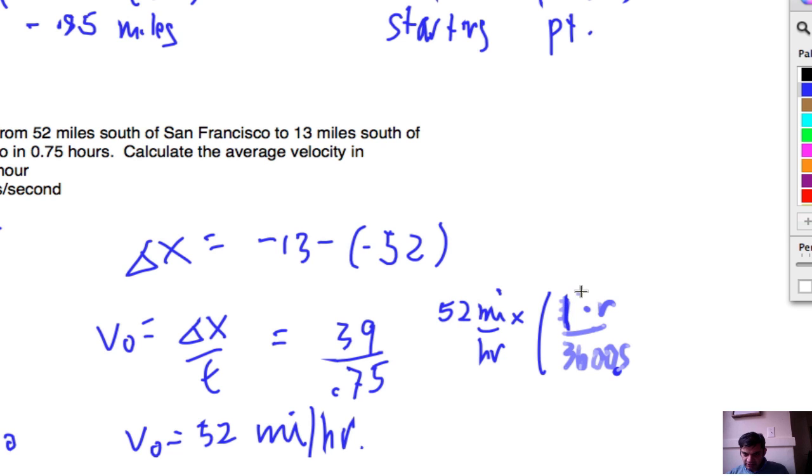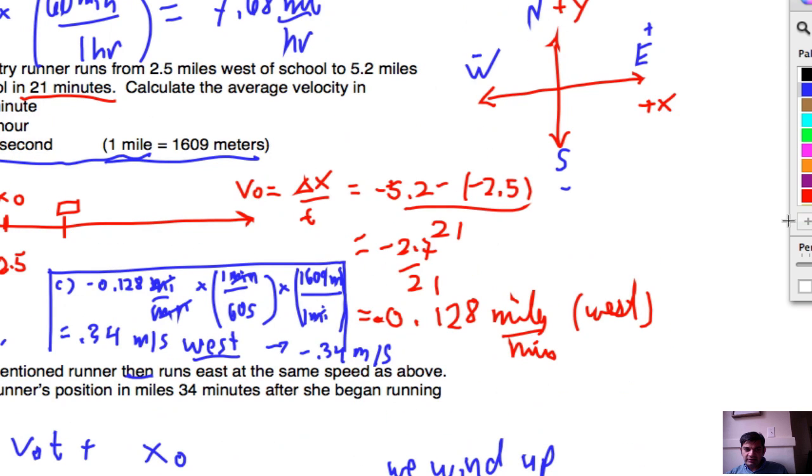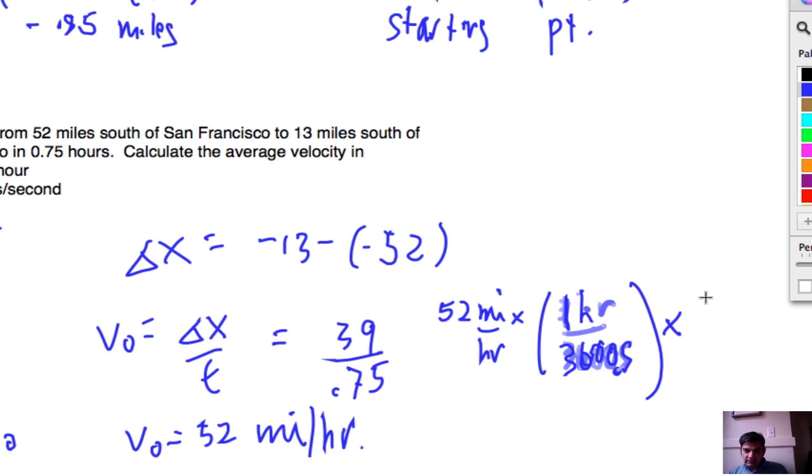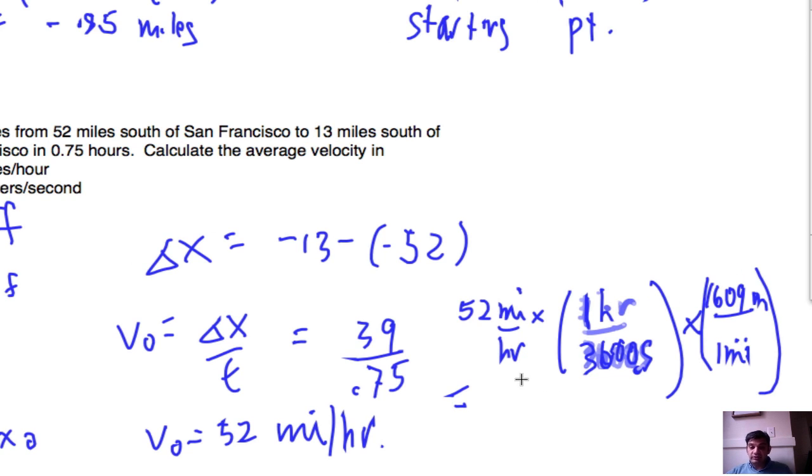So we have 1 hour contains 3,600 seconds. And then for miles to meters, we got 1609 meters in 1 mile. And so when we go ahead and calculate this, we'll end up getting 23.2 meters per second. And again, this is northward. And I would also say northward here for the direction. And that's also why we get a positive for the answer.